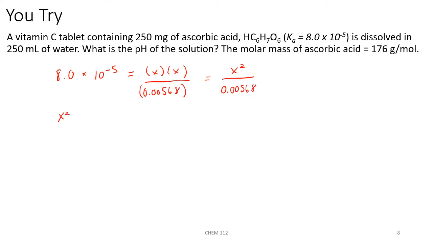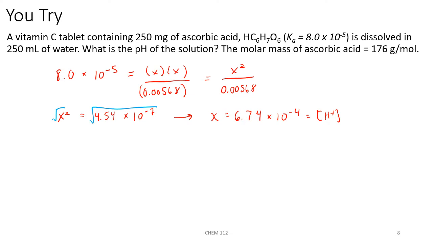For x squared, we're going to get that equal to 4.54 times 10 to the negative 7th when we multiply the Ka by the initial concentration. And then to get x, we'll take the square root of both sides. And so x is equal to 6.74 times 10 to the negative 4th. And x was equal to our hydrogen ion concentration, and it was also equal to our conjugate base.